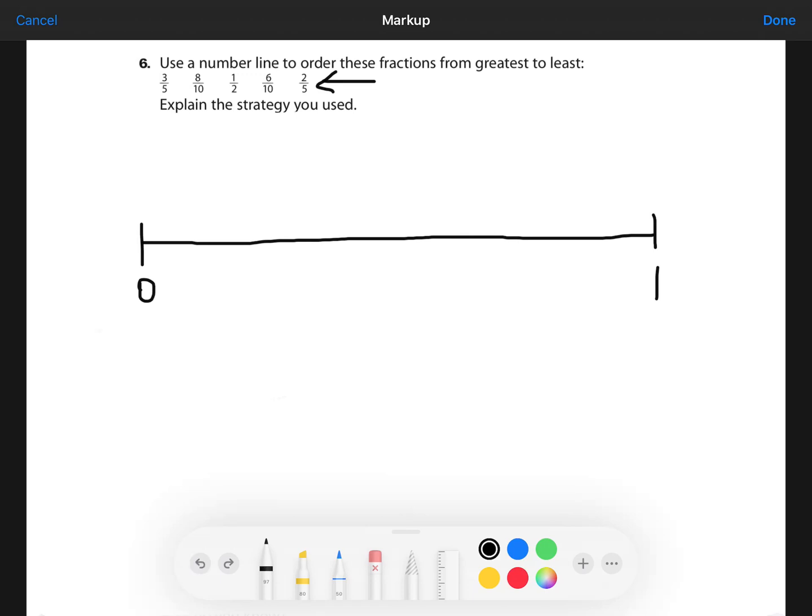Okay, first of all, I'm going to group the fractions together to get my bearings. So we have 3/5 and we have 2/5. We have 8/10 and we have 6/10 and we have 1/2. Okay, so the first thing I'm going to do, I think I'm going to start with fifths and then divide each fifth in half to make tenths.